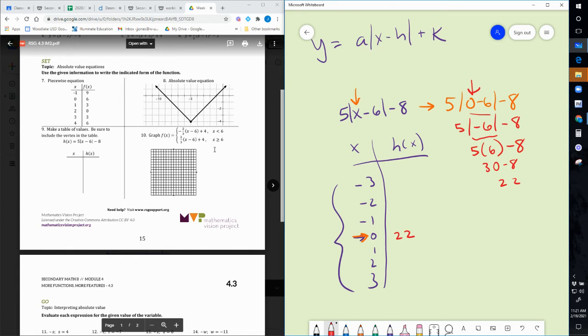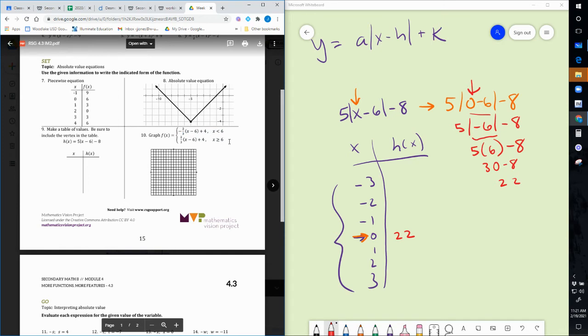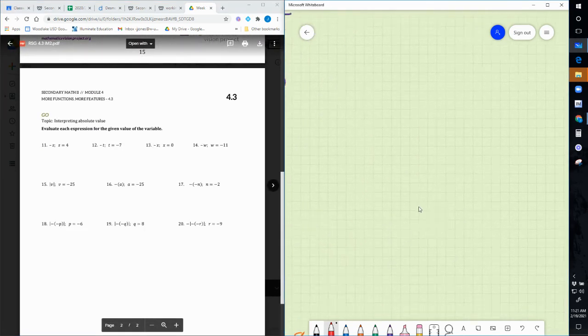All right, 10 says to graph the piecewise function. So that one gives you the domain. So basically, if you look at it, hopefully you realize this is actually an absolute value function. And we talked about where the vertex is in this and where the axis of symmetry is in this, right? So there's the set portion, guys.